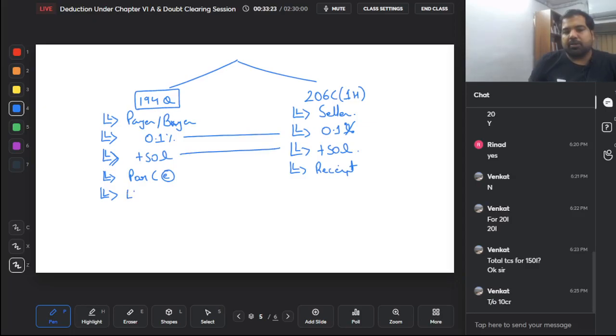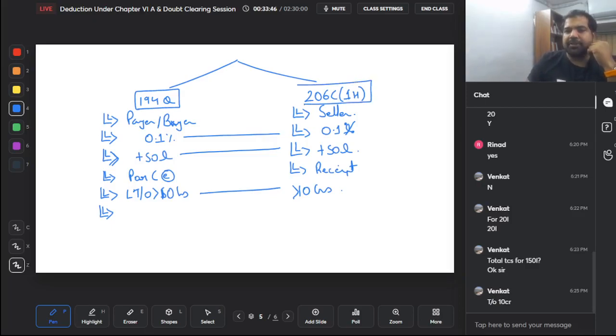Then last year's turnover, guys, last year's turnover should be more than 10 crores. Here also same, more than 10 crores. Both are not on export, only on domestic. Yes, only on domestic. And that's mainly the difference between these two.